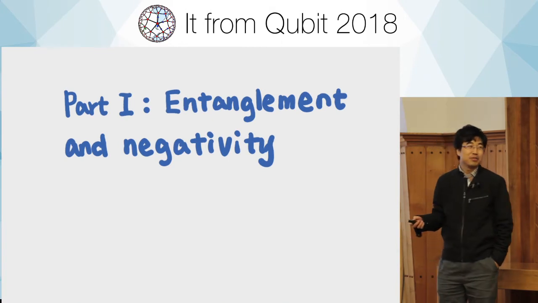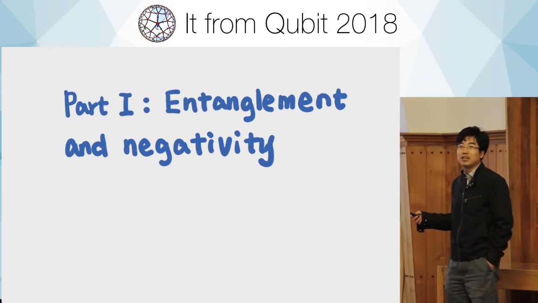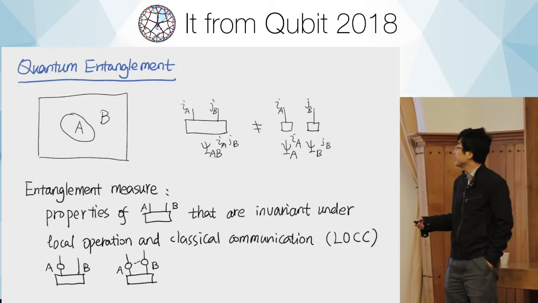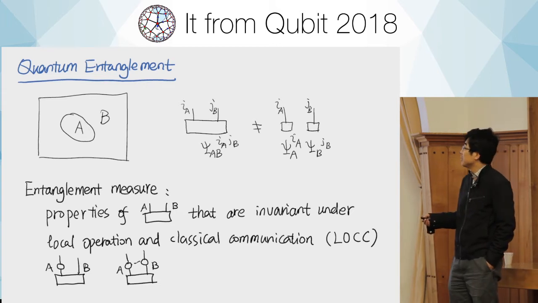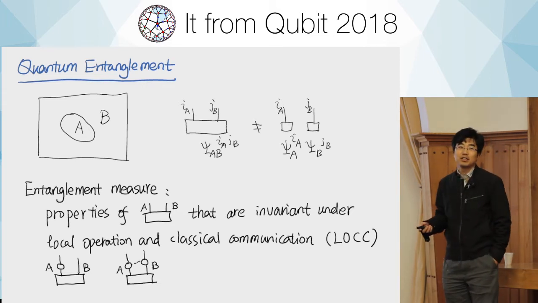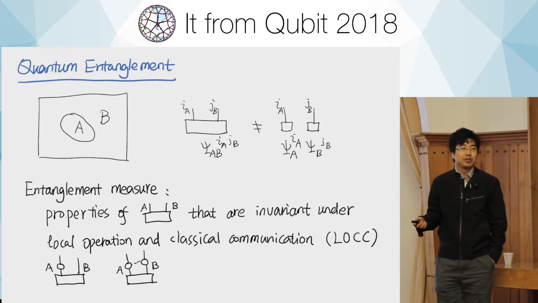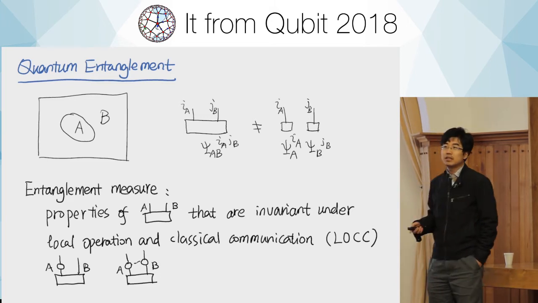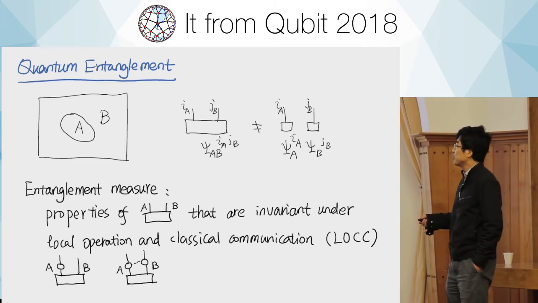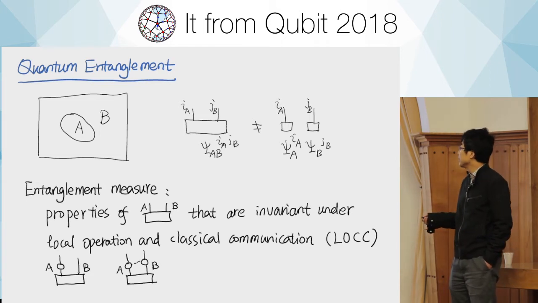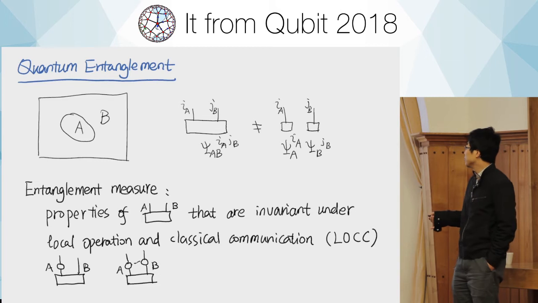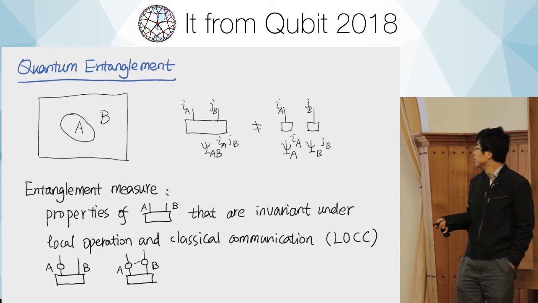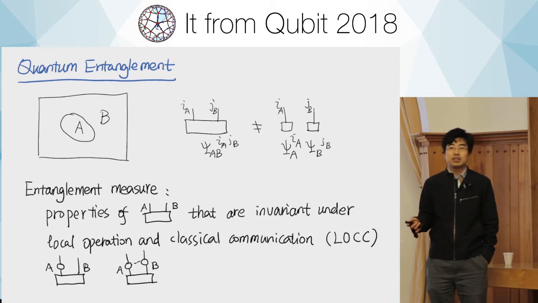So let's start with some review of entanglement and negativity. When we say entanglement, we really mean anything that tells me the state of some system is not a product state. Of course, I'm drawing a bipartite case. More generally, it could be a multipartite statement, but basically anything that distinguishes product states from other states can be considered an entanglement measure. More precisely, you want something that's not increasing under local operations and classical communication, as you heard from Tadashi's talk already.